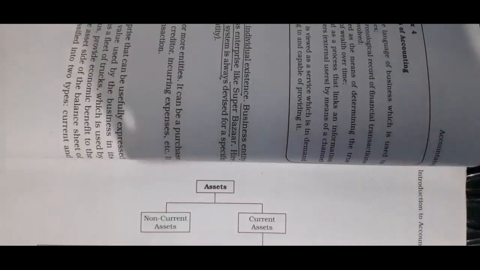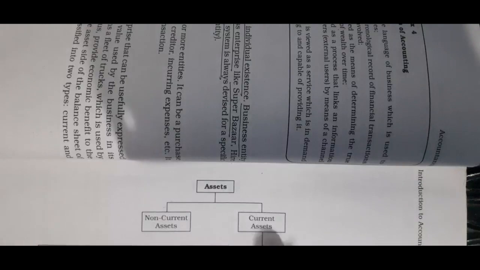So children, assets have two types. First, non-current assets. Second, current assets. Non-current assets are those assets which are held for continued use in the business for the purpose of producing goods or services, and are not for sale. These are non-current assets. Examples: land, building, machinery.